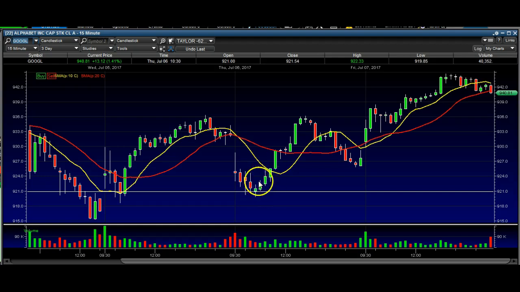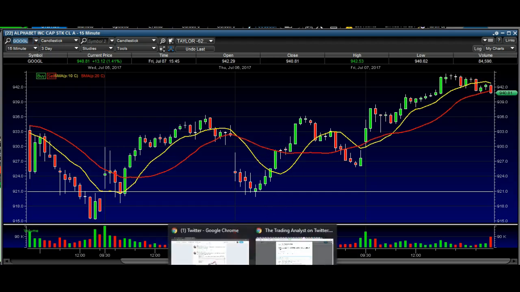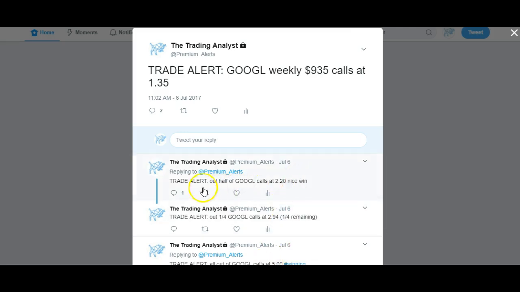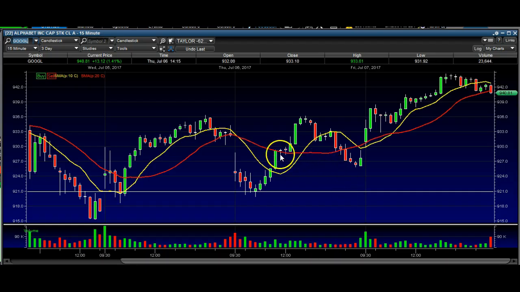Again, entered those calls at 135, and our first target was the high of the day, right around here. So we took profits right around here on half of those options at about 220. So that was about a 90% win approximately on half of those contracts. The next target for us was the gap fill, and that was right here, right there.